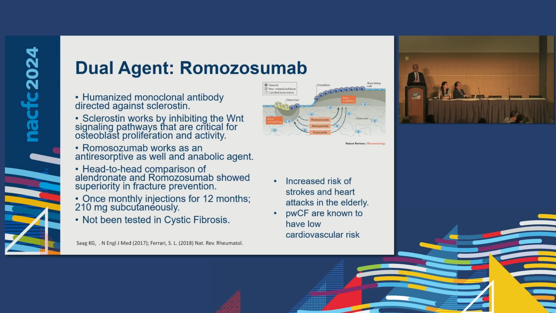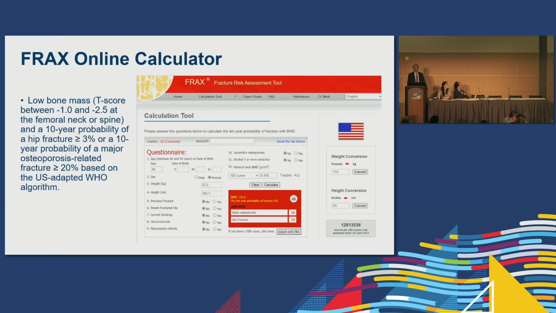This is a once a month injection that's given for a 12-month time frame, and the dose is 210 milligrams. The FDA limited its use to a 12-month time frame because there was an increased risk of strokes and heart attacks occurring in the elderly. But fortunately, we know people with CF do not have a very high cardiovascular risk. So this is probably a plausible treatment that we could use for people with CF.